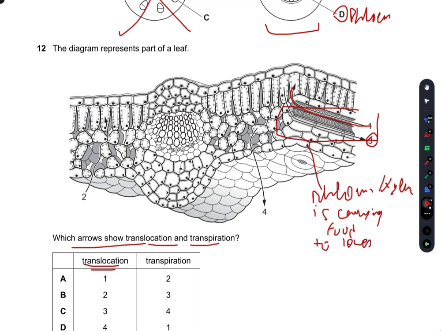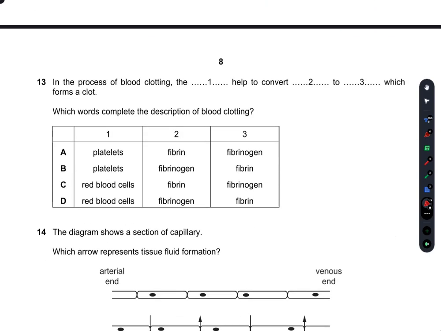to lower parts of plants. So three is responsible for translocation, whereas for transpiration at 2 the mesophyll cells are taking up, I think, water or gases. I'm not sure about this one, but in 4 these cells are removing water from the leaf. So 4 is the arrow which represents transpiration, meaning C is the right answer.